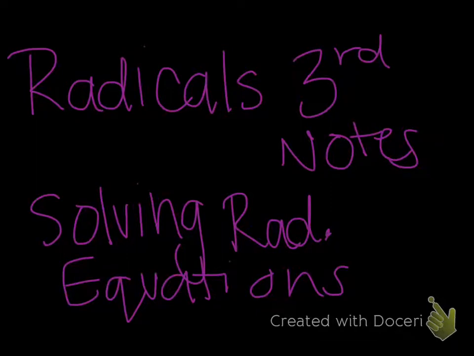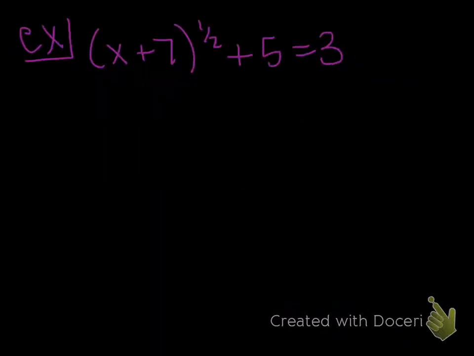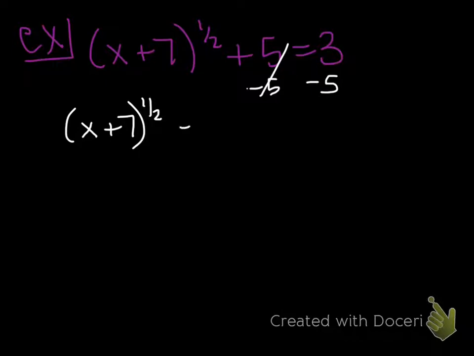Today we are doing the third set of notes in radicals, and we're going to be talking about solving radical equations. So for our first problem, we are going to start by moving the 5. So we want to get this part by itself as much as possible. So to do that, we will subtract 5 from both sides. So we get x plus 7 raised to the 1/2 power equals -2.